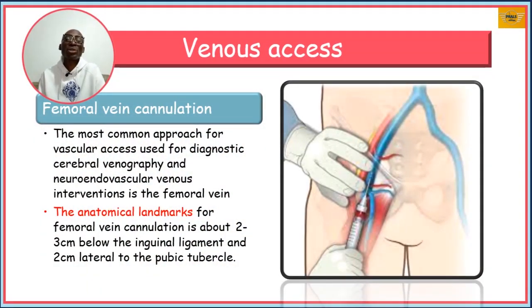In the clinical correlates of the femoral vein, we will first look at femoral vein cannulation. Just as we noted with the femoral artery on its easy accessibility, the same also applies to the vein. We see the vein being the most common approach for vascular access used for diagnostic cerebral venography and also neuroendovascular venous interventions. The anatomical landmark for femoral vein cannulation is about 2 to 3 cm below the inguinal ligament and 2 cm lateral to the pubic tubercle.